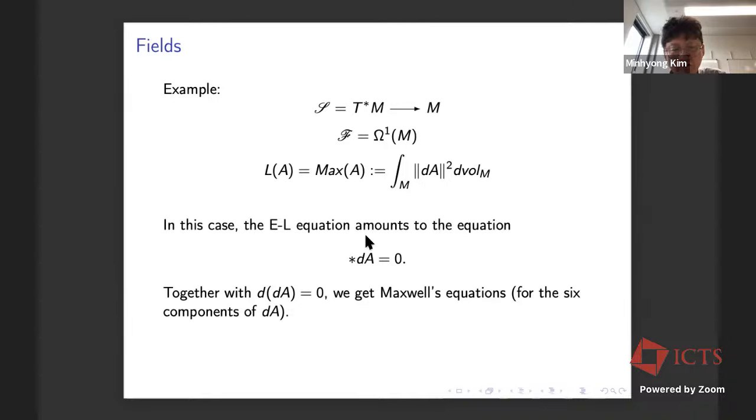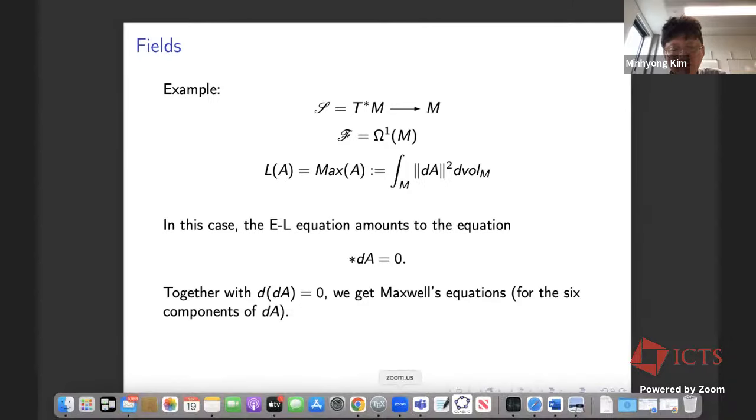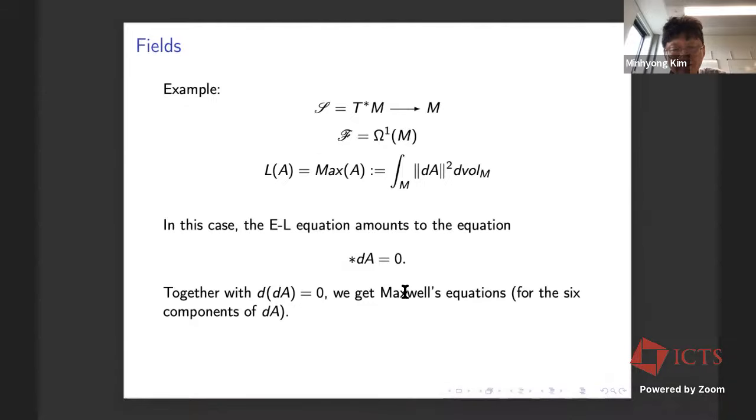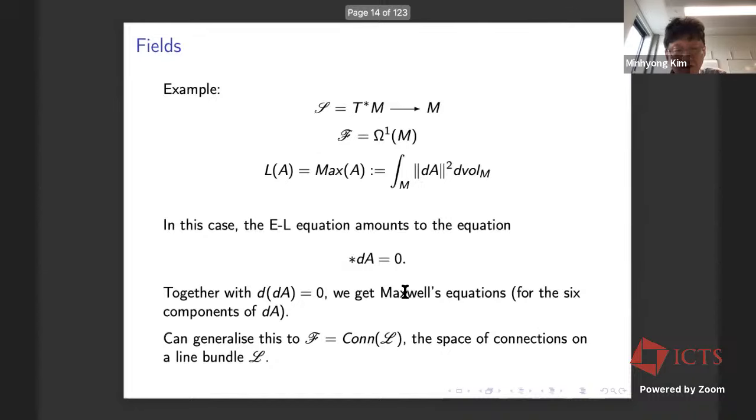So this is a typical example to keep in mind if you are not used to thinking about fields in physics. This can of course generalize to the situation where you have a non-trivial line bundle over your space and consider the space of connections on the line bundle. So the previous case is when you have a trivial bundle.